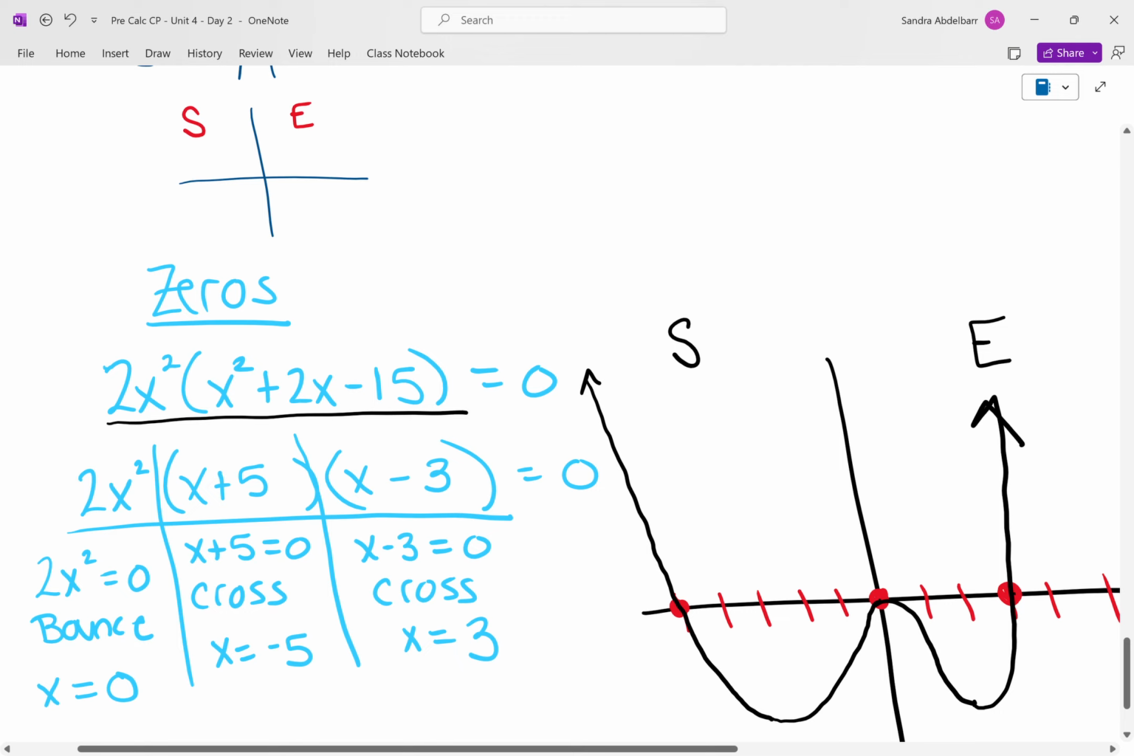So do you see how this was our original polynomial? When you find the zeros, you want to make sure it's factored completely. This is not factored completely because I can factor x squared plus 2x minus 15. What multiplies to 15 and adds to 2? 5, and I just factored it, yep. All right, there is one more problem we need to do, and then we will call it a day.